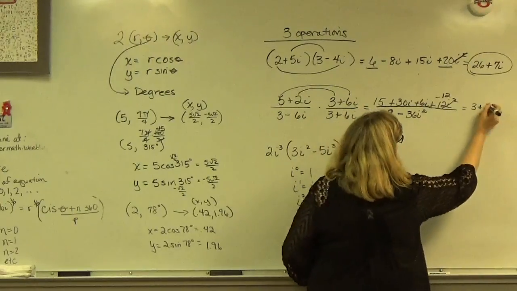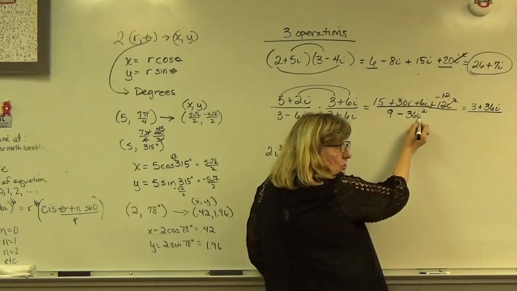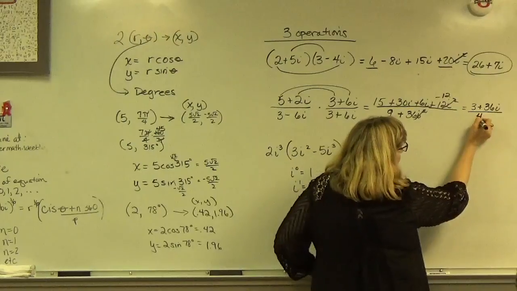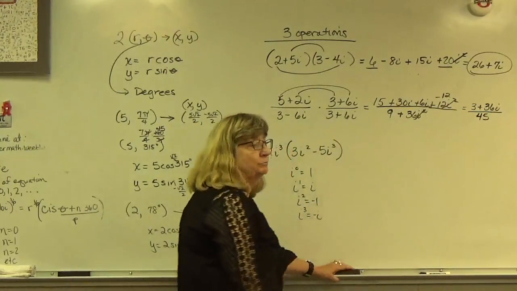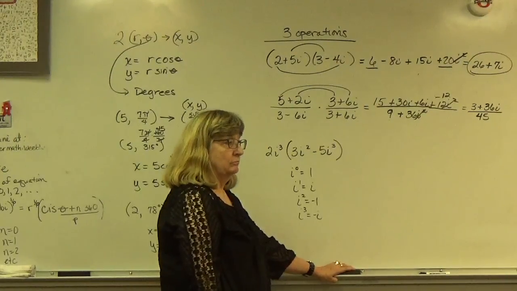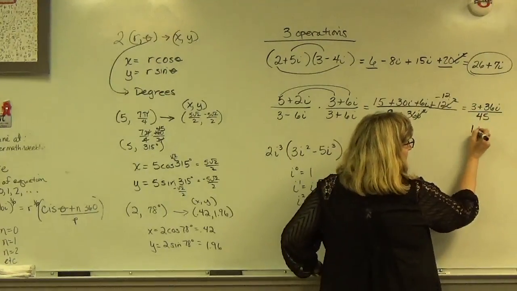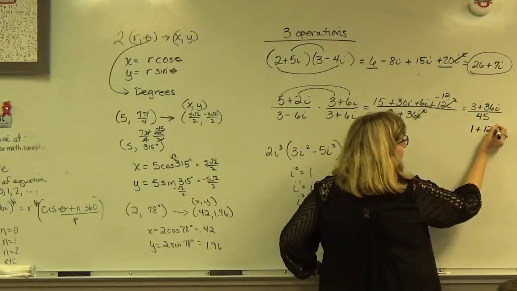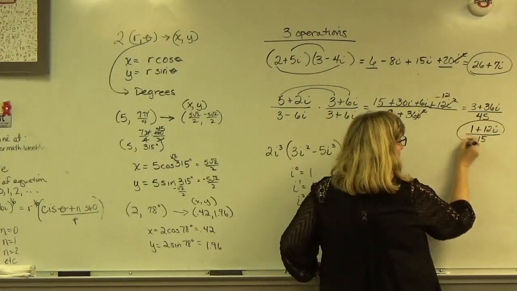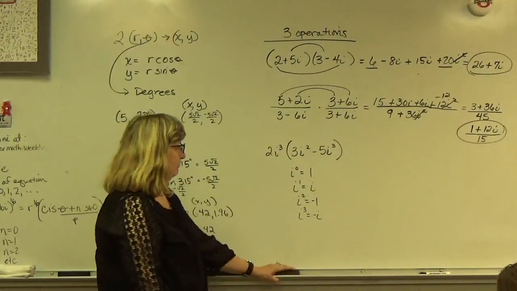And then on the bottom, the i squared is going to change to -1, so it's positive 36. So what's 9 plus 36? 45. Now, can I do anything else to that one? Yeah, you can reduce by dividing by 3. So 3 divided by 3 would be 1, 36 divided by 3 is 12, and 45 divided by 3 is 15. Okay, next one.